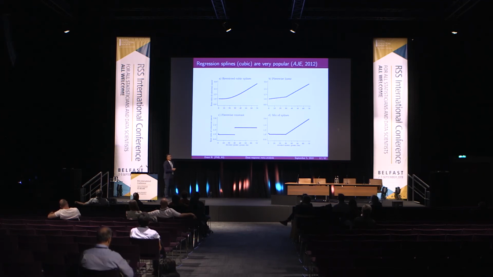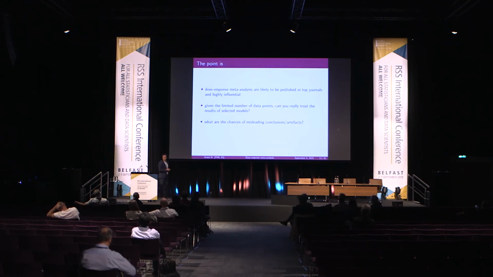And there is a variety of splines. Many people are using restricted cubic splines. So I'm going to focus in my simulation study on this type. But potentially, you could use piecewise linear, piecewise constant, any combination of different degree splines, degree 0, degree 1, and degree 3. So what is the point?